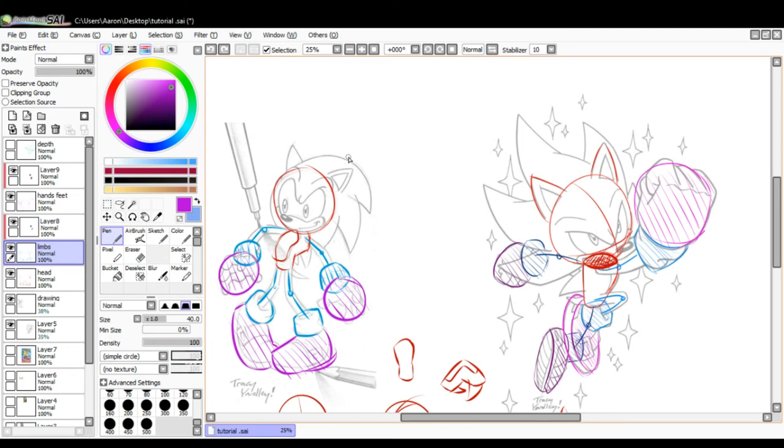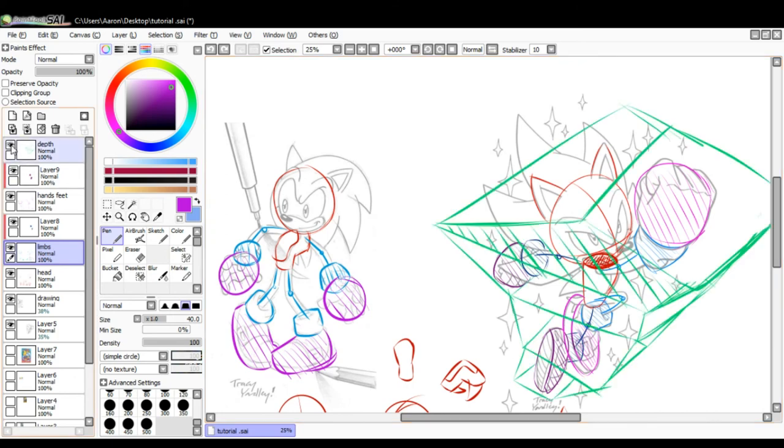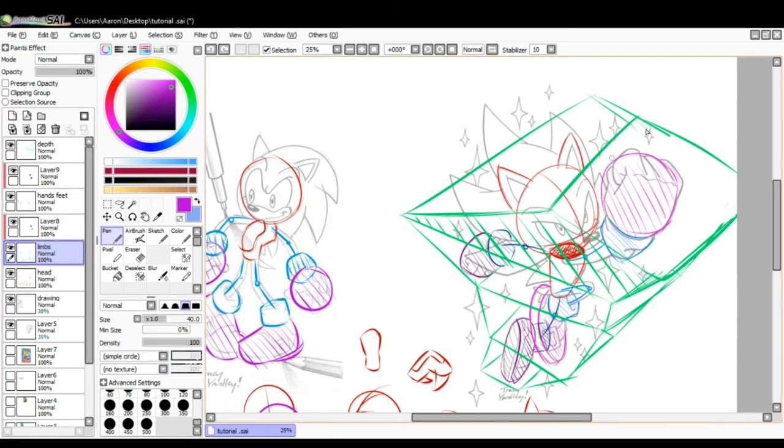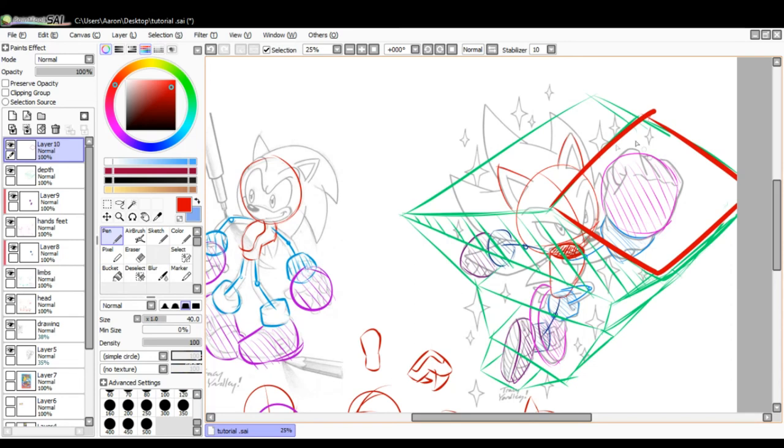Now, how can you tell if your image has perspective? Here's a little thing I like to do. Just draw a sort of net around the character, or a little case. I would just draw a square around the plane that I think the hand is on. And then I would draw a square around the plane that I think the head is on. And then I would connect those lines.